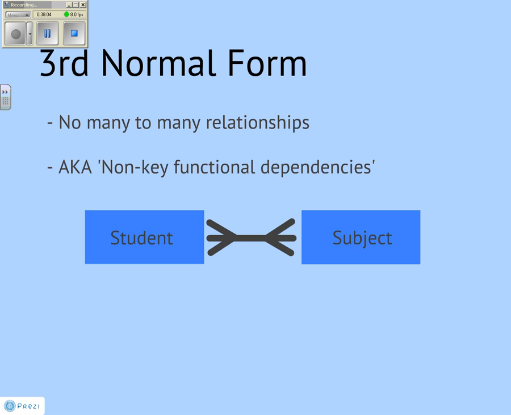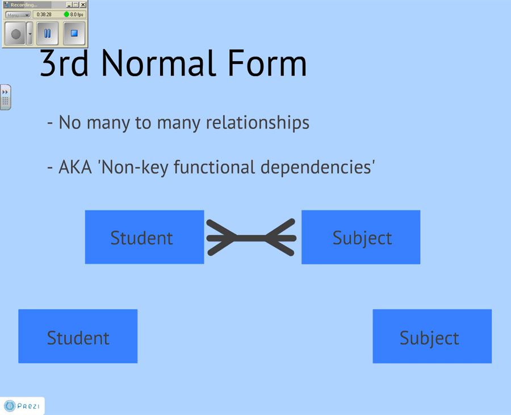So when you're drawing your entity relationship diagrams, they'll look a bit like this. So you can have student and subject. That's a many-to-many relationship, which means it's not third normal form. Which is bad. It has non-key functional dependencies. Second normal form. Long story short.